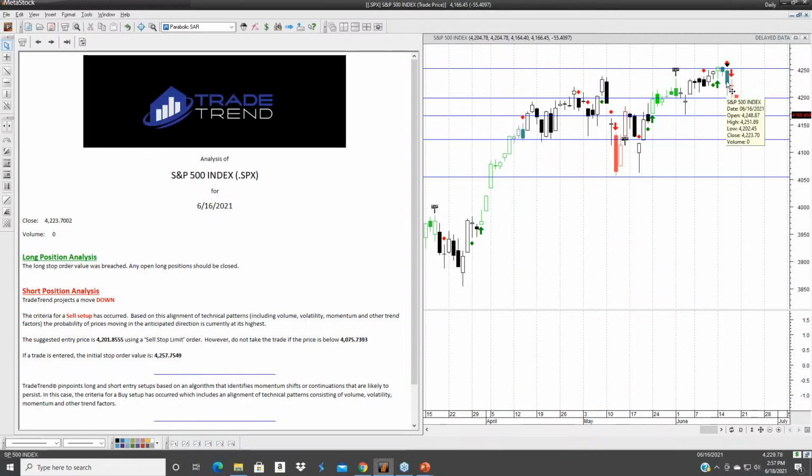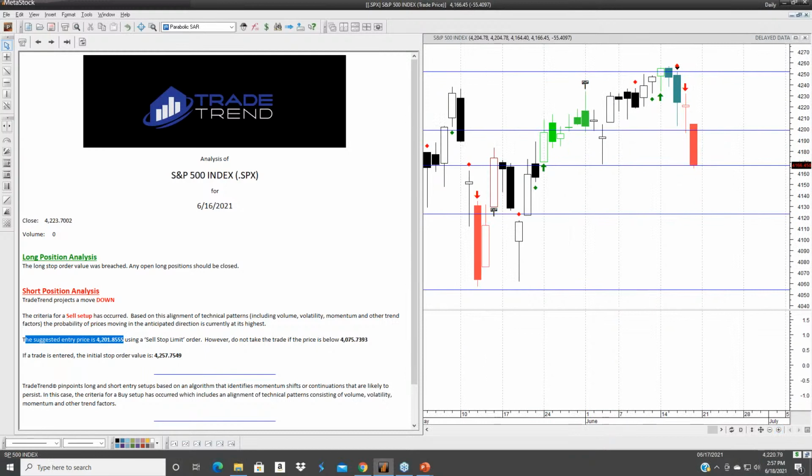So if I click on the candle from June 16th, you'll see here in the commentary that TradeTrend had projected a move down, and the criteria for a sell setup had occurred. And then it also provides a suggested entry price if you were to take a short trade off of this signal. And this one did actually trigger the entry price on the next candle on June 17th. You can see that here with the red arrow. And then we got the sell-off. So the TradeTrend algorithm can help us determine the likely future trend direction, even off of a reversal, and help keep us on the right side of the market.